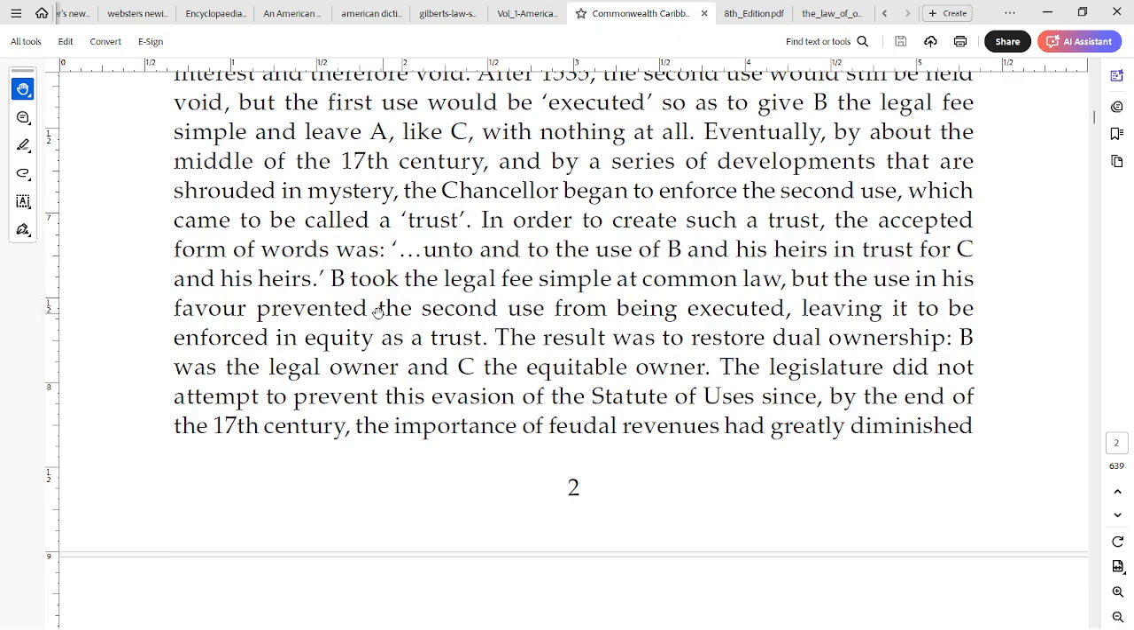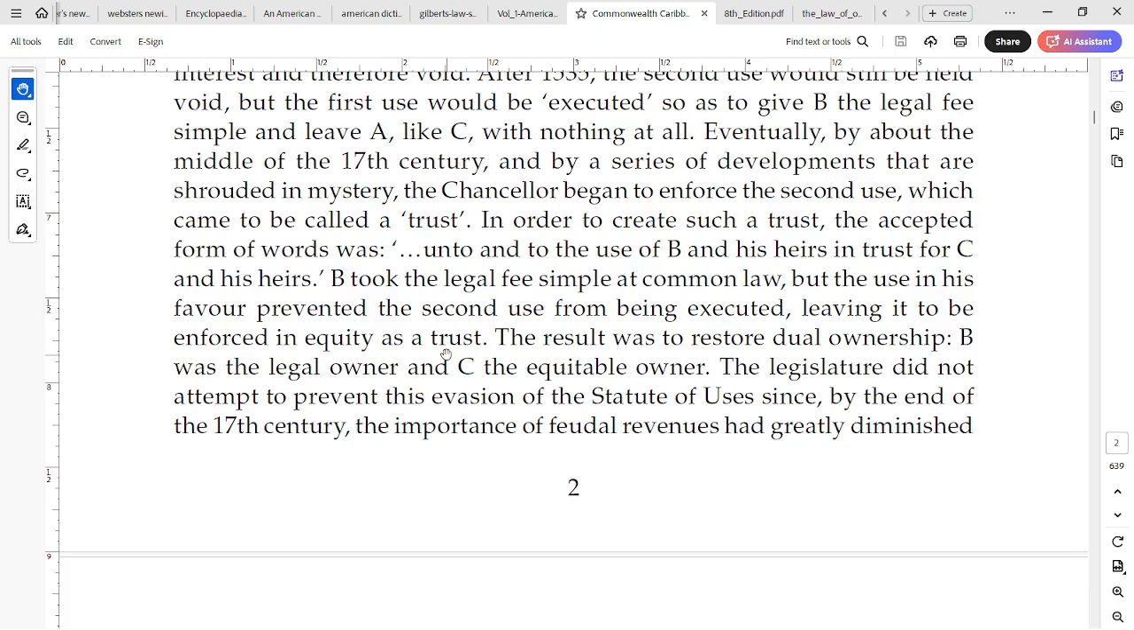So let me read that again. B took the legal fee simple at common law. So B took it up front. But the use in his favor prevented the second use from being executed, leaving it to be enforced in equity as a trust. So the equitable title now was recognized in trust because B executed his use.